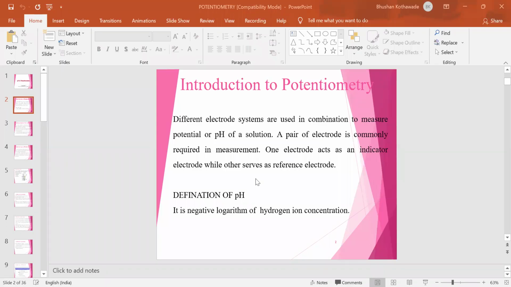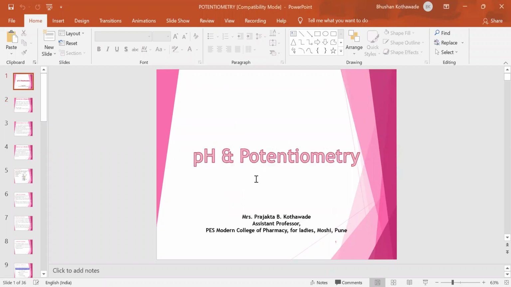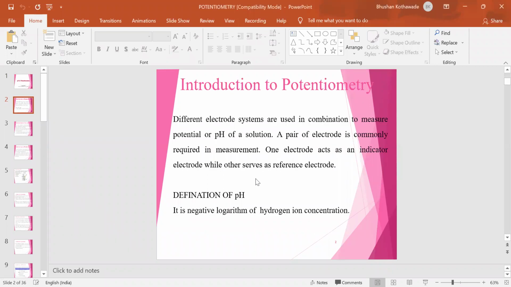Today we are going to cover the topic of potentiometry, pH and potentiometry. Potentiometry, or pH metry, is used to measure the pH or potential of the solution. For that, we use different electrode systems in combination. A pair of electrodes is commonly required for the measurement.